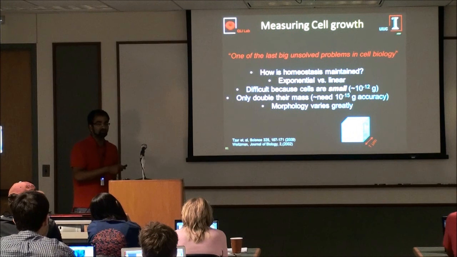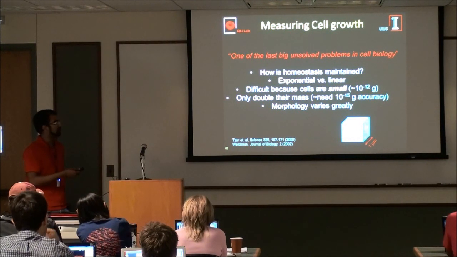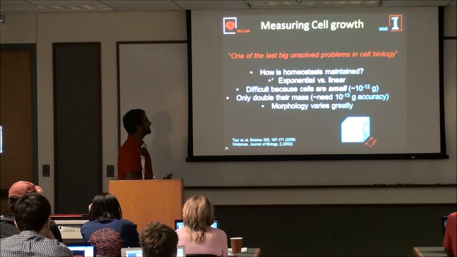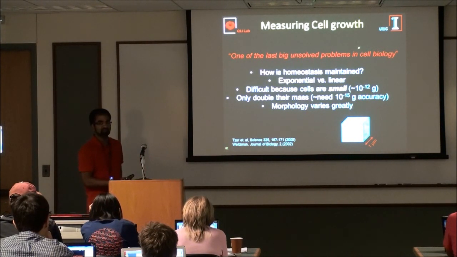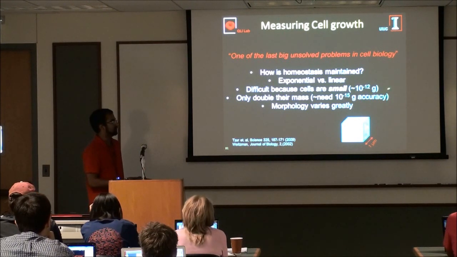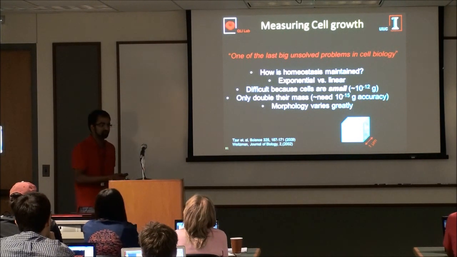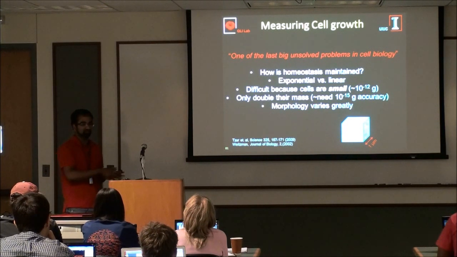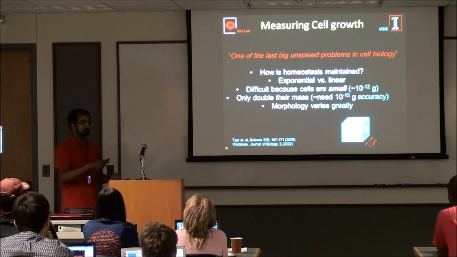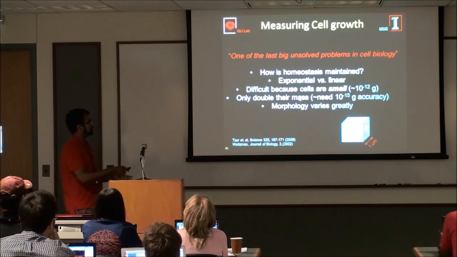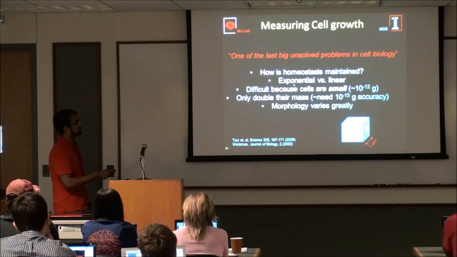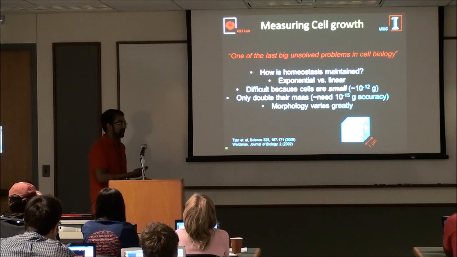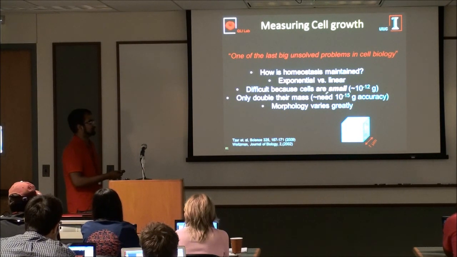Measuring cell growth has been defined as one of the last big unsolved problems in cell biology. The reason it is difficult is simply that cells are really small, on the order of picograms, and there's not much change to work with. Typically cells double their mass and then divide, so you go from 1 picogram to 2 picograms and back to 1 picogram. To even answer simple questions such as whether a cell is growing exponentially or linearly, you have to measure with femtogram level accuracy.